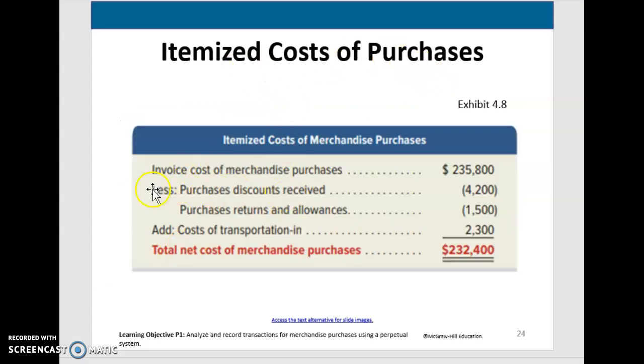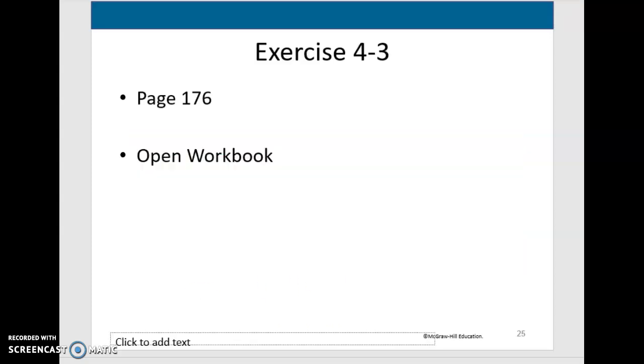Itemized cost of purchases. If we have the invoice, cost of merchandise purchases is $235,800. We had purchase discounts that we received of $4,200, purchase returns and allowances, $1,500. Those are both reductions to the costs of the purchases. And then we add in our cost of transportation to get a net cost of merchandise purchases of $232,400.